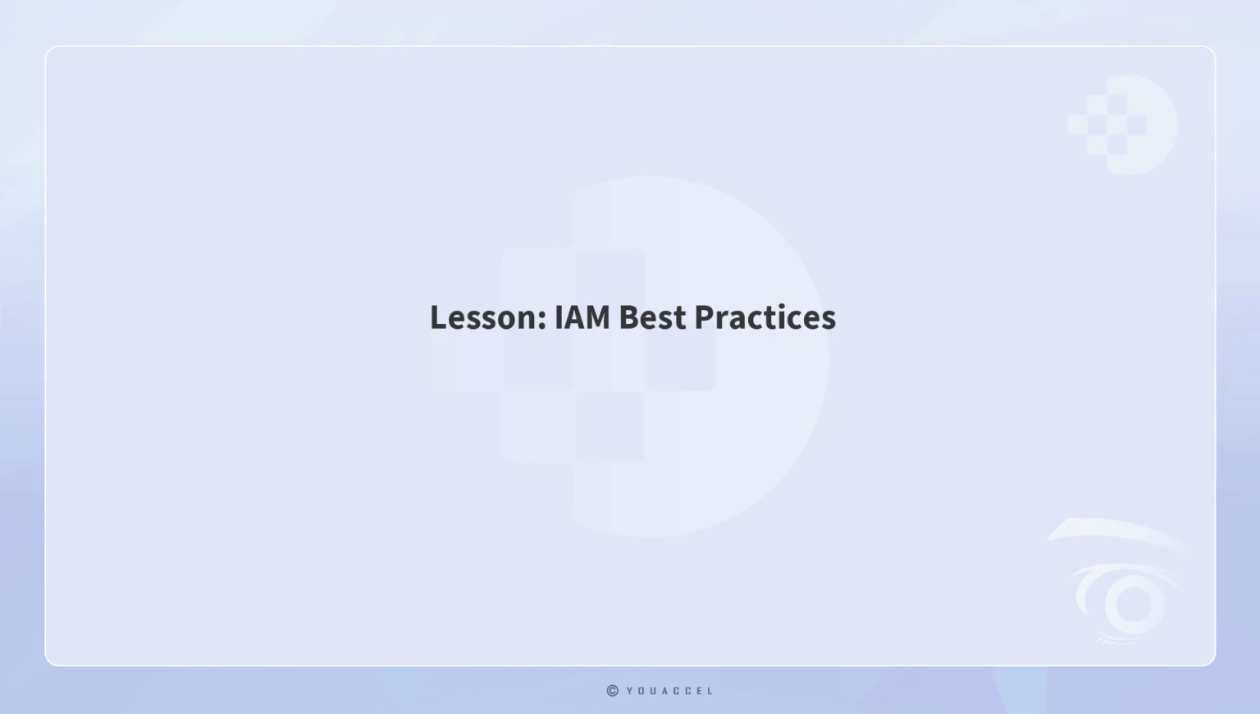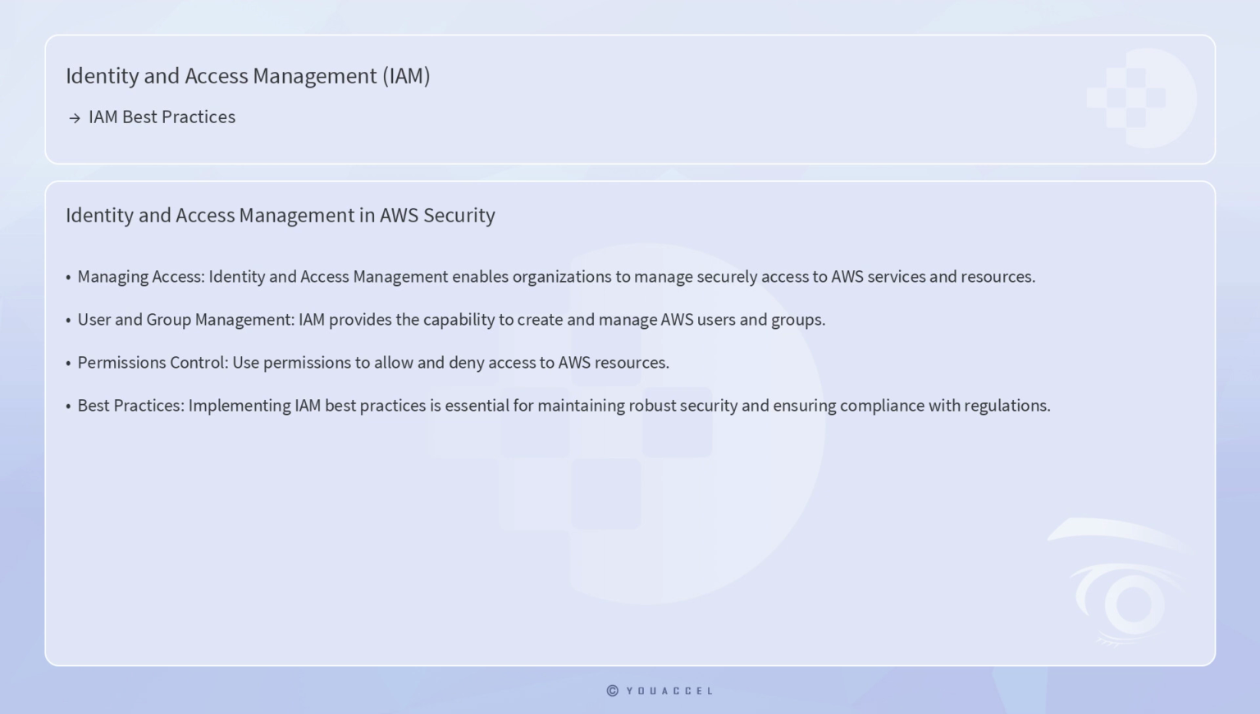Lesson: Best Practices. Identity and access management is a pivotal component of AWS security, enabling organizations to securely manage access to AWS services and resources. IAM provides the capability to create and manage AWS users and groups and to use permissions to allow and deny their access to AWS resources. Implementing IAM best practices is essential for maintaining robust security and ensuring compliance with regulations. This lesson delves into the best practices for IAM, providing detailed insights and examples to facilitate a deep understanding of this critical aspect of AWS management.